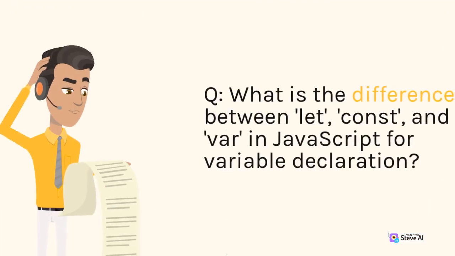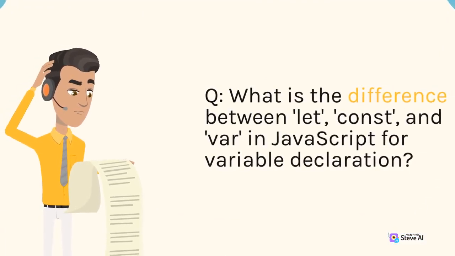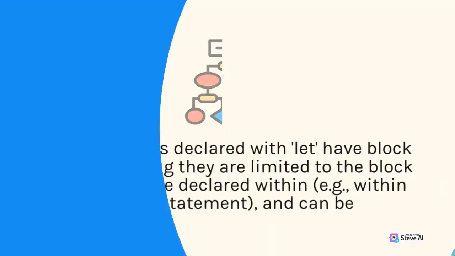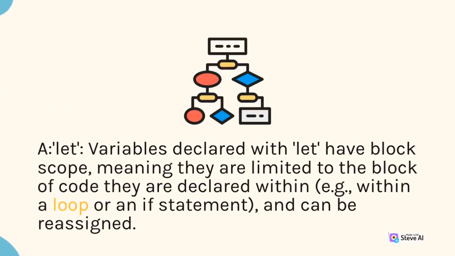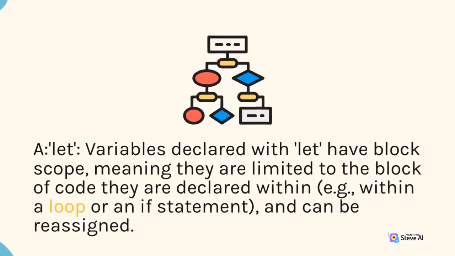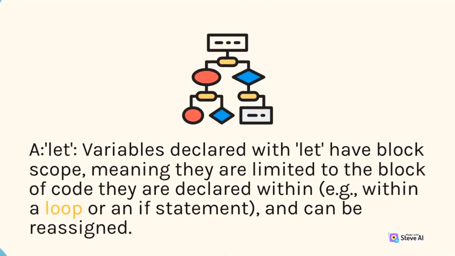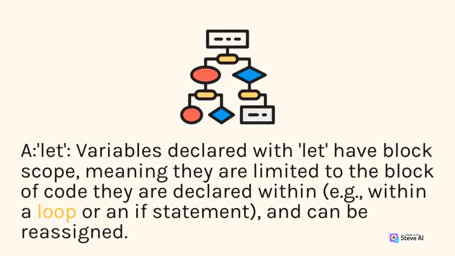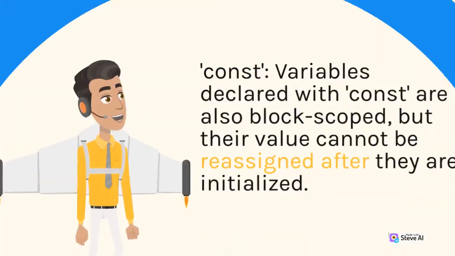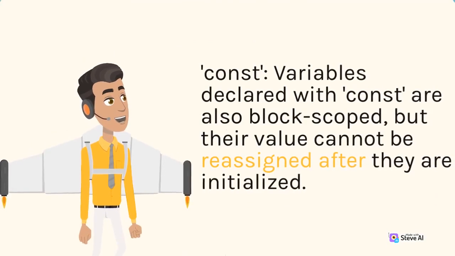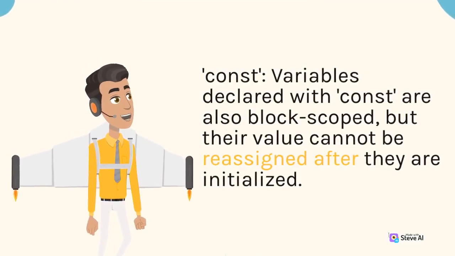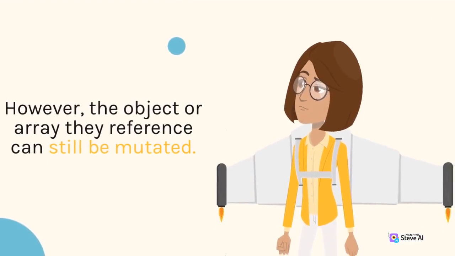Q. What is the difference between let, const, and var in JavaScript for variable declaration? A. Let: variables declared with let have block scope, meaning they are limited to the block of code they are declared within, for example, within a loop or an if statement, and can be reassigned. Const: variables declared with const are also block scoped, but their value cannot be reassigned after they are initialized. However, the object or array they reference can still be mutated.